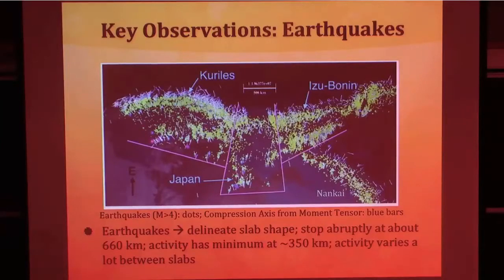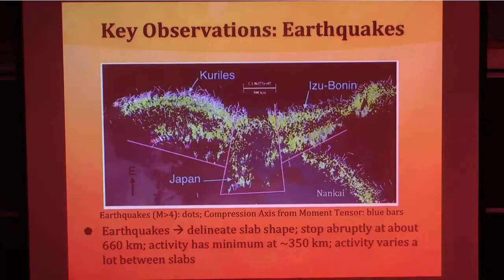Some of them have much less seismicity, so it's harder to see this pattern, but in places where there's significant seismicity, you can see this pattern. And so the seismicity is reflecting what the shape of the slab is, right? This is how we primarily know the shape of the slab in the upper mantle.